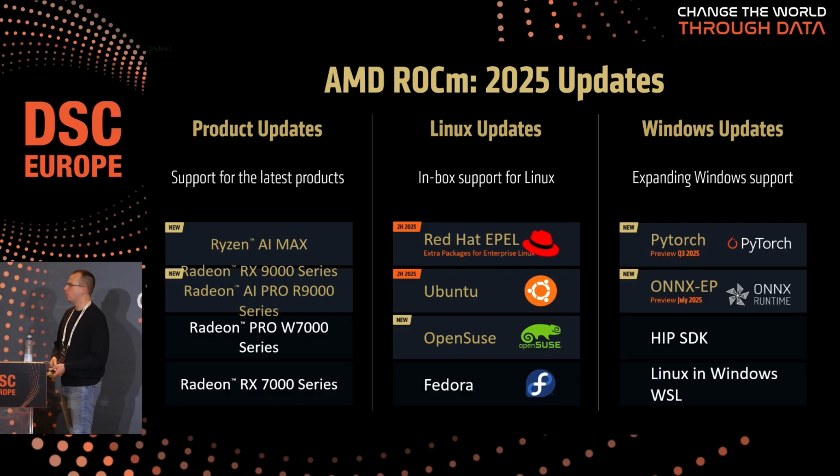So some updates from us from this year. We've added support for our latest Radeon products, such as our APUs, Ryzen AI Max series, and the Radeon RDNA 4-based GPUs which came out, which are the 9070 XT and the Pro series R9700. Then on the Linux side, we are working with the distros to provide what is called inbox support. That means that your favorite distro will come with ROCm support by default.